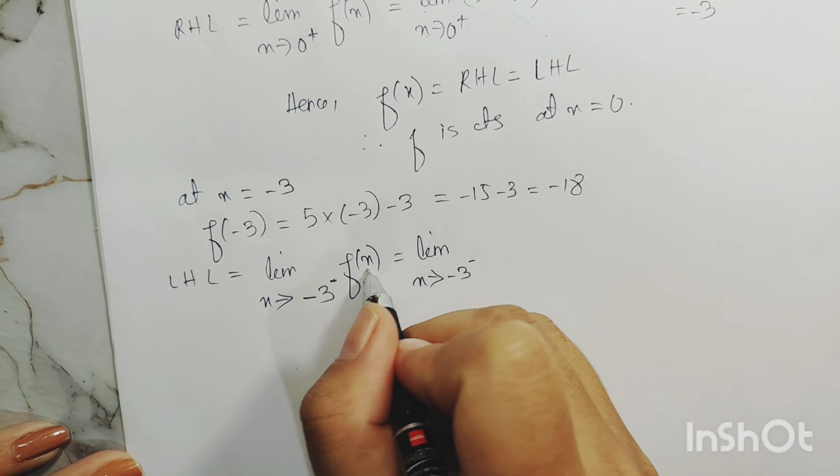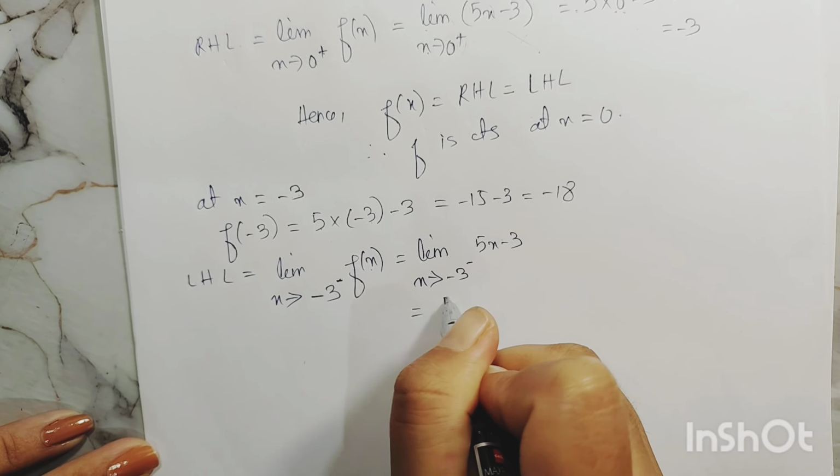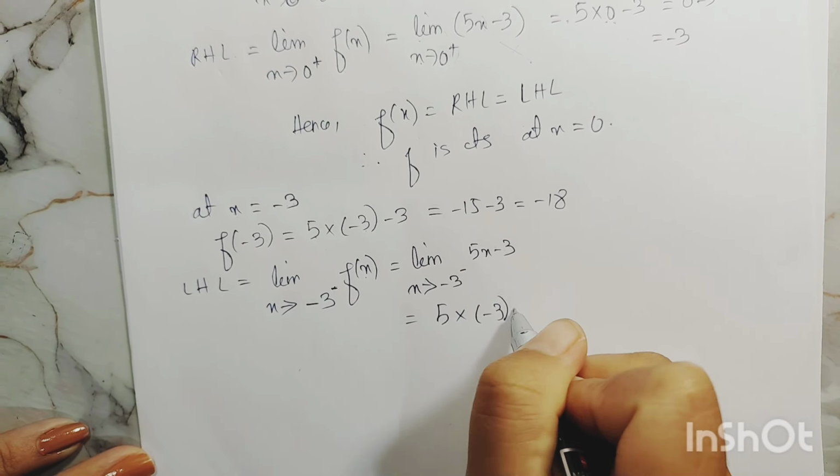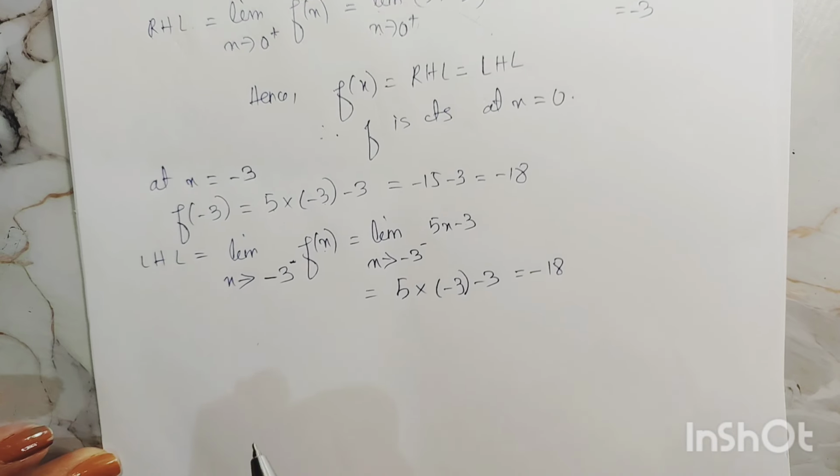The function is 5x minus 3. It is 5 into minus 3 minus 3, which is minus 18.